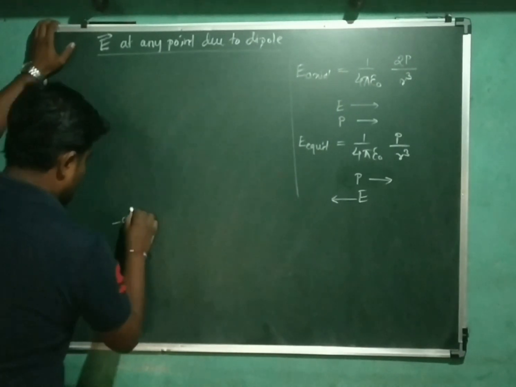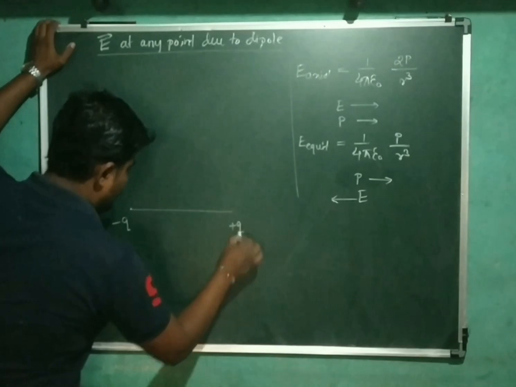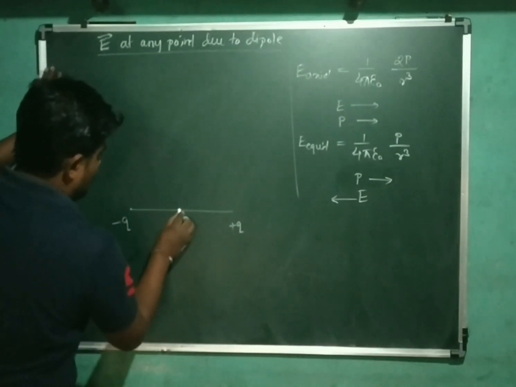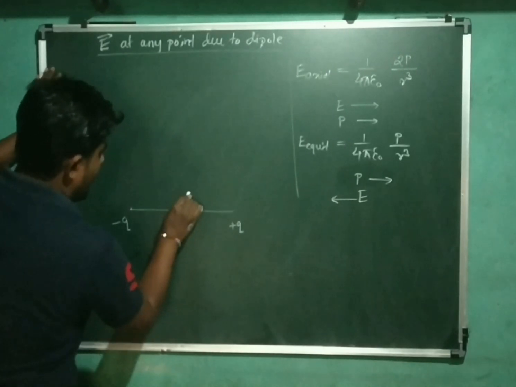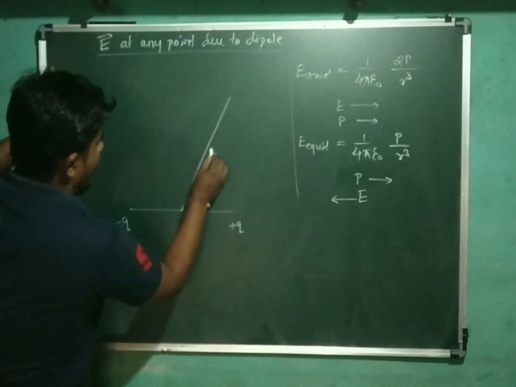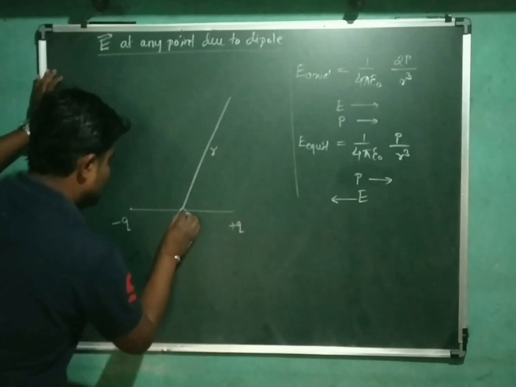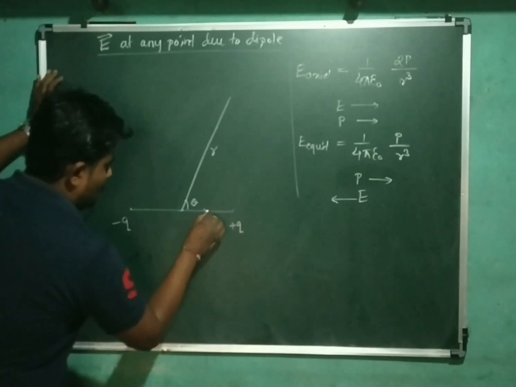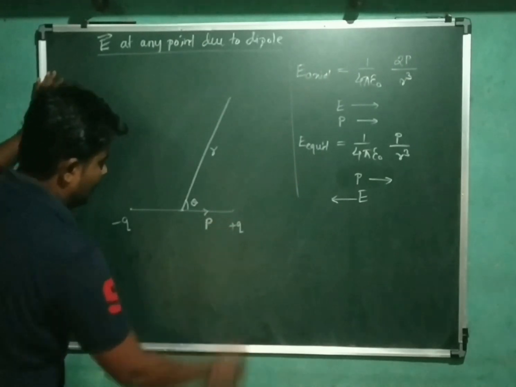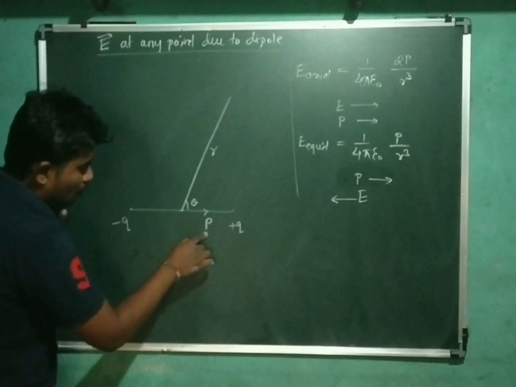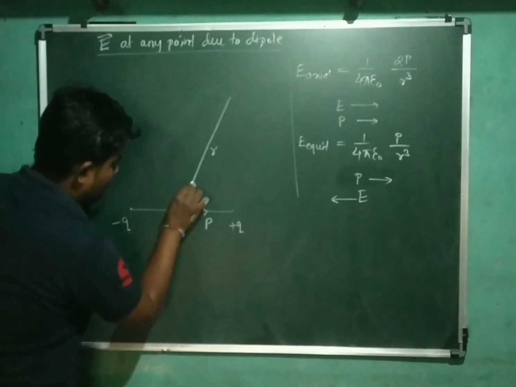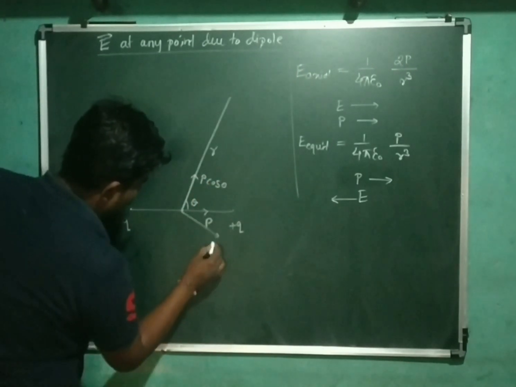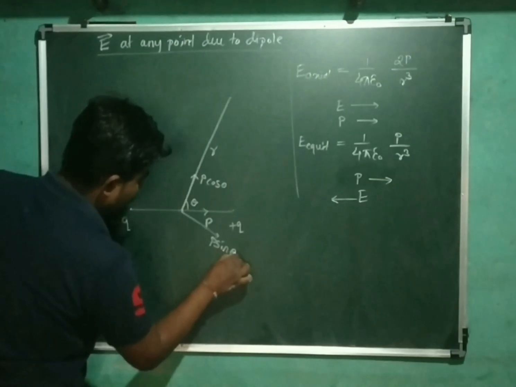Consider an electric dipole, and the separation is 2L, and consider a point P at a distance r from center of dipole. This is center of dipole at an angle of theta. This is the direction of dipole moment, and this dipole moment can be resolved into two components. One component, let us call it P cos theta. The other component is P sin theta.